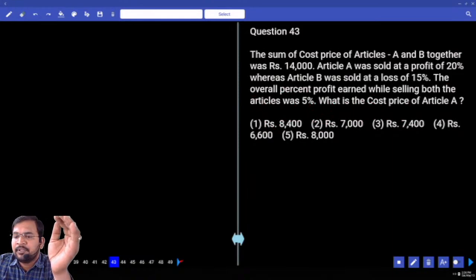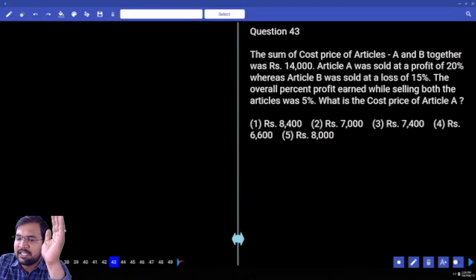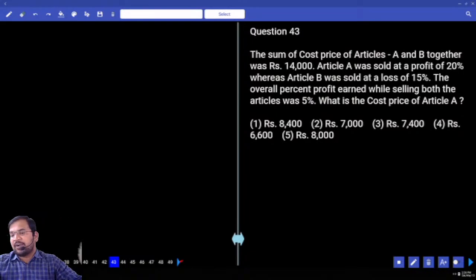A sum of cost price of article A and B together was 14,000. Article A was sold at a profit of 20%. Article B was sold at a loss of 15%. The overall profit percentage would be 5%. What is the cost price of article A?